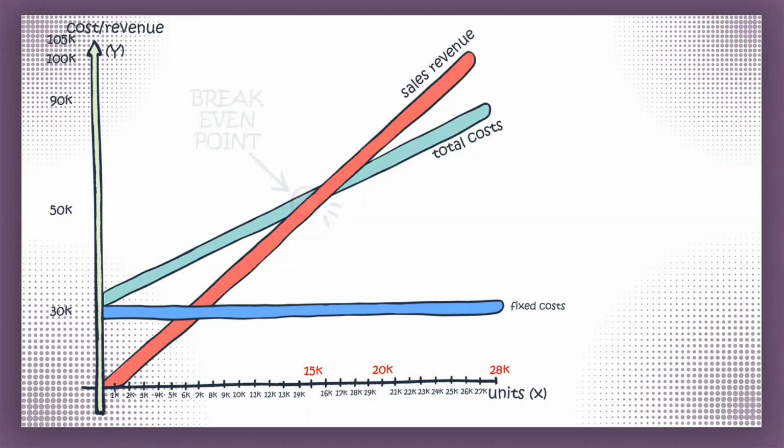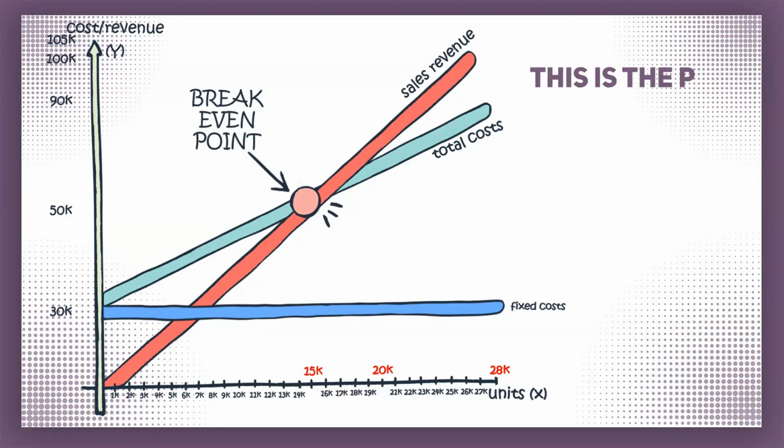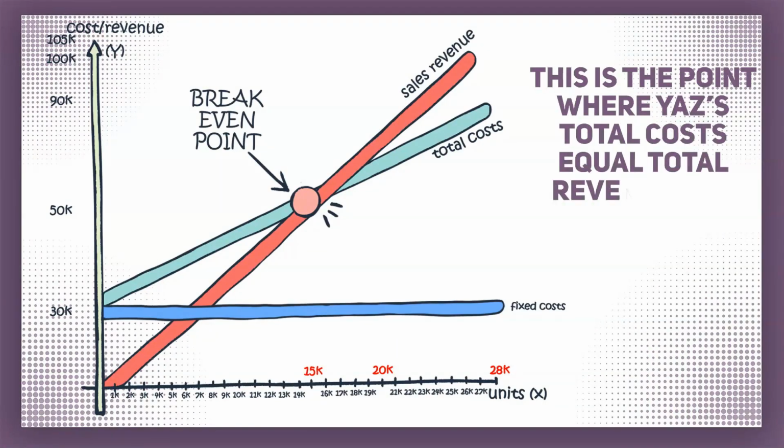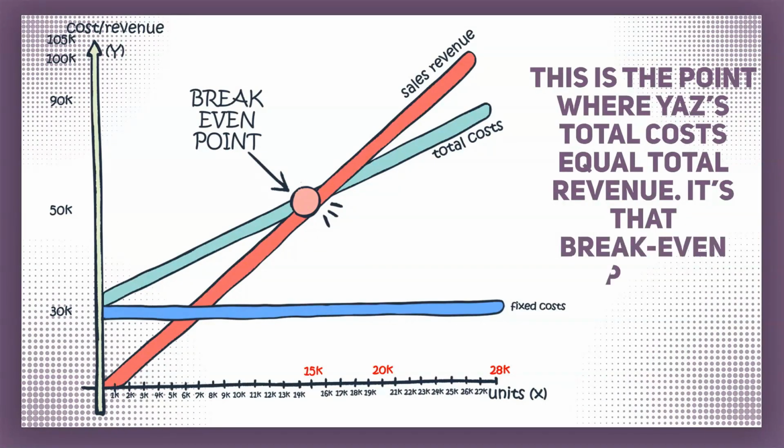Okay, so on the chart you'll now see a pink dot where the green line, the total costs line, and the red line, the total sales revenue line, cross, where they intersect. And this is the point where Yaz's total costs equal total revenue. In other words, it's that break-even point.